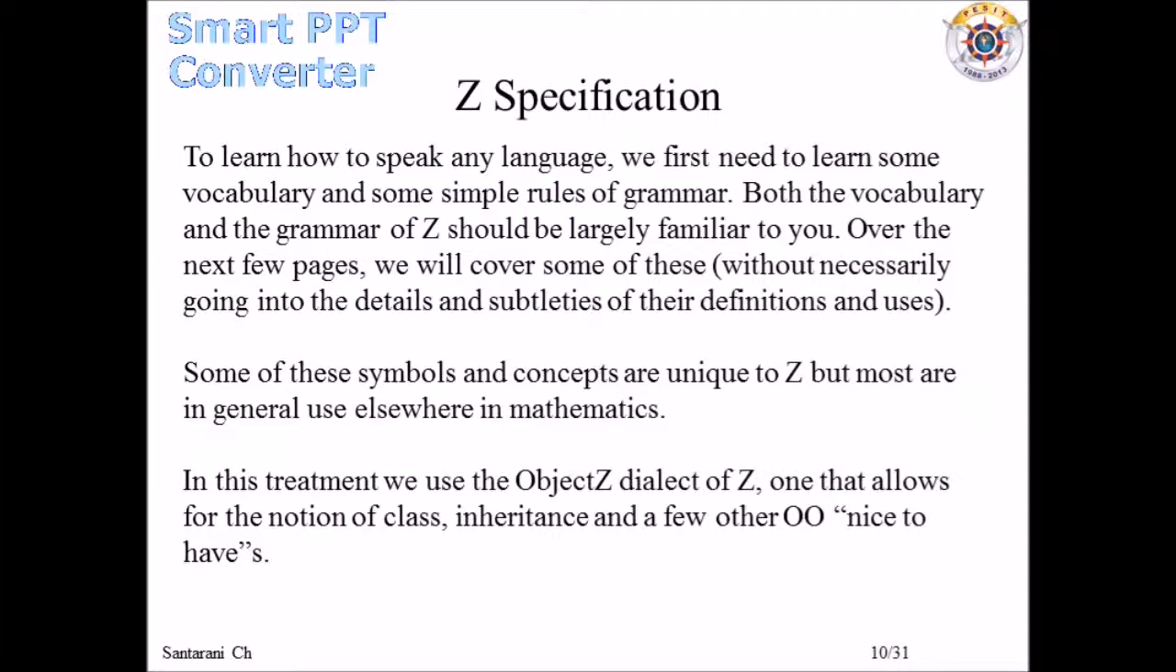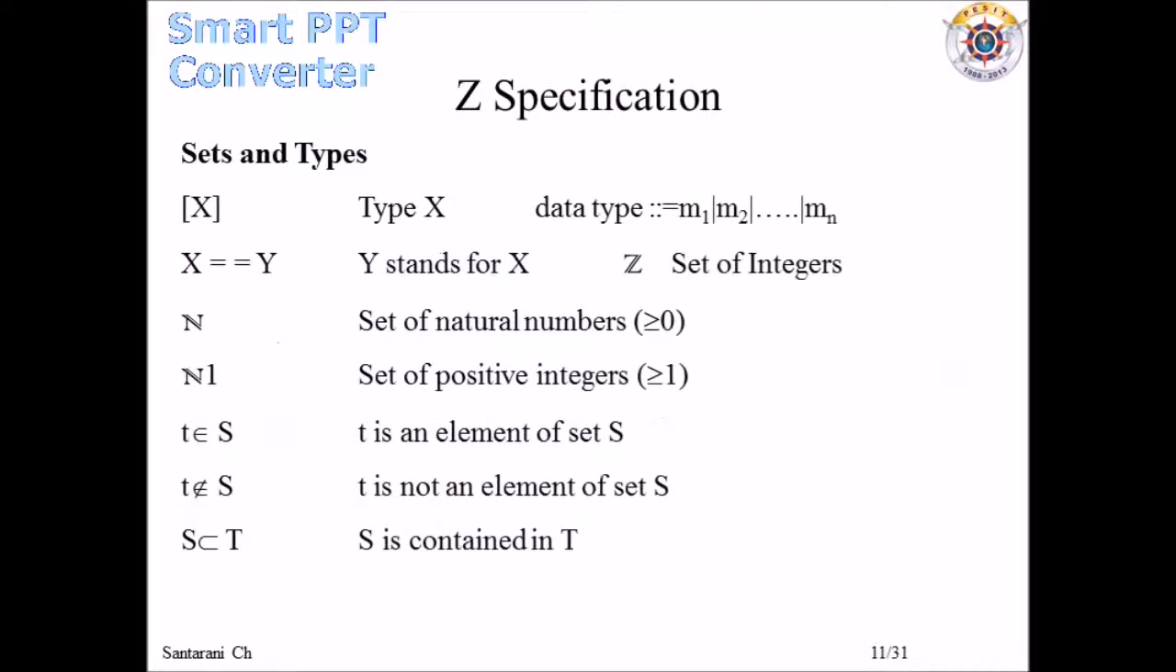Some of the symbols and concepts are unique to Z, but most are generally used in mathematics. In this Z specification, we use the Object-Z dialect of Z, one that allows for the notion of class, inheritance, and a few other object-oriented features. So here are some of the symbols that are unique to Z.